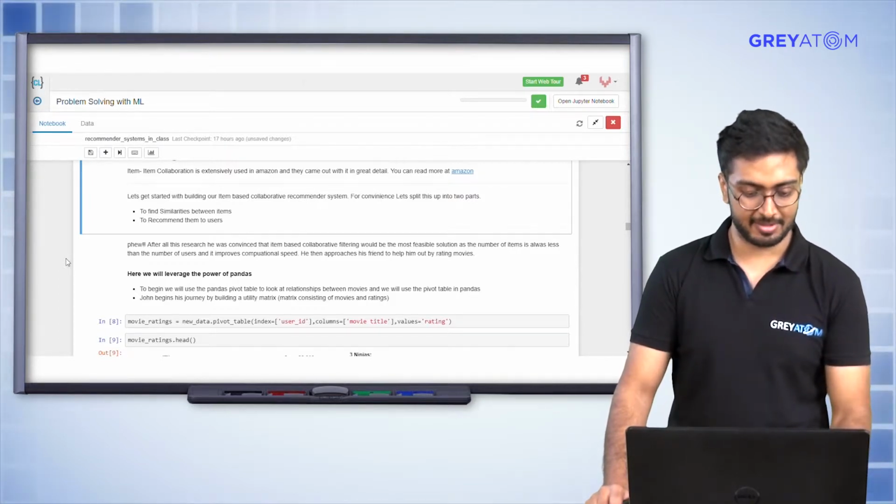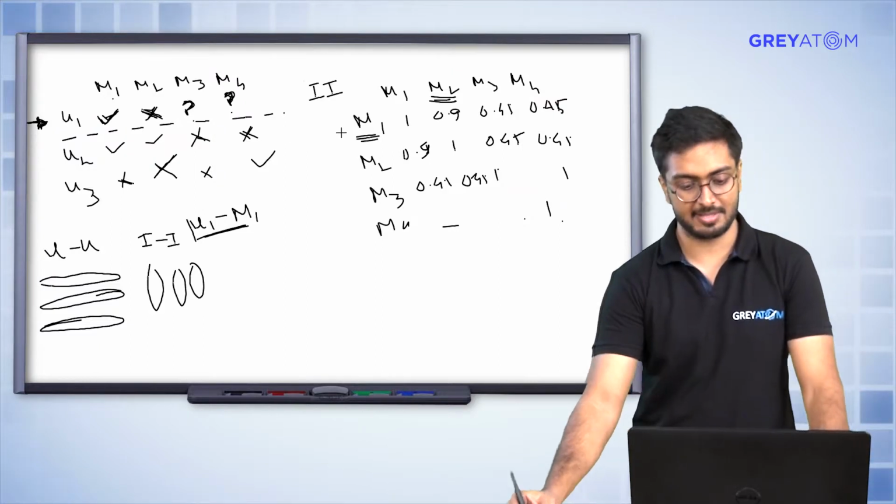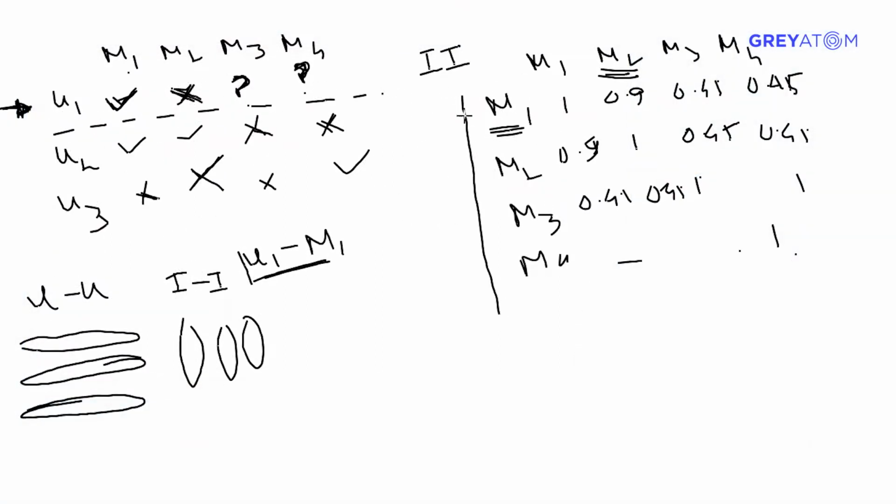There are two parts to the algorithm. Let's break them down. The first part is to get to this matrix, which is basically the item similarity matrix. Once we get there, the next part of the job is to figure out this algorithm, right?